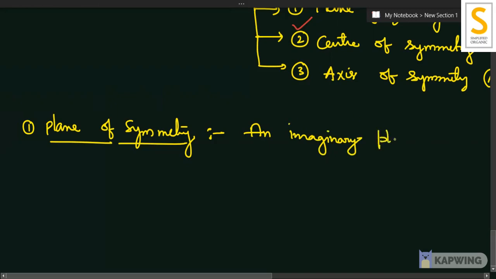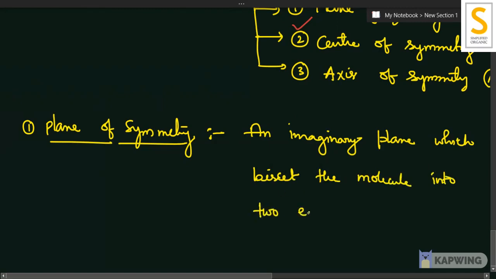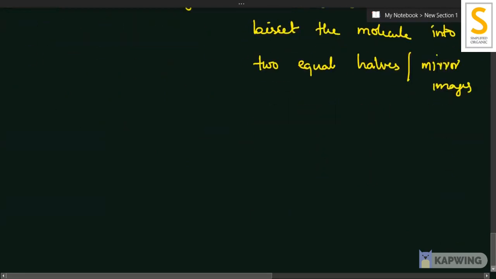plane which bisects the molecule into 2 equal halves, or 2 equal mirror images. So an imaginary plane which cuts the molecule into 2 equal halves, that is called as plane of symmetry.